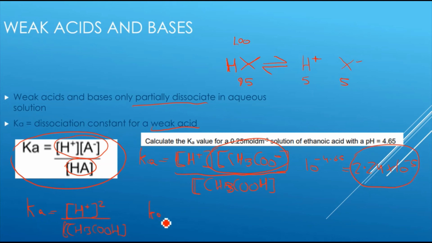So then I can write down the other value. By squaring this, I end up getting 5.012 times 10 to the power of minus 10. And then that's over 0.25, which is the concentration of the acid, and that will get me the Ka value, which will be 2.00 times 10 to the power of minus 9.